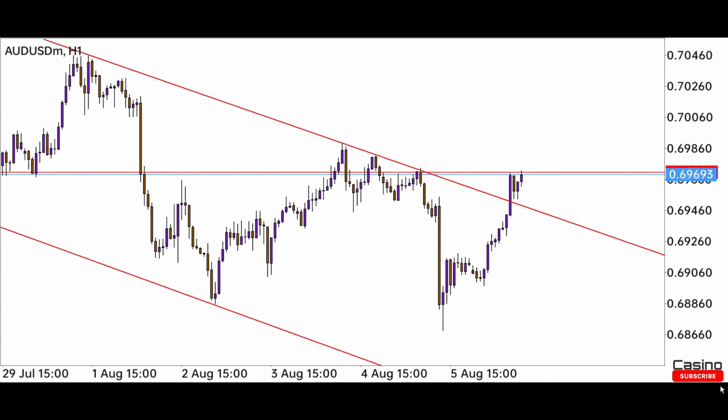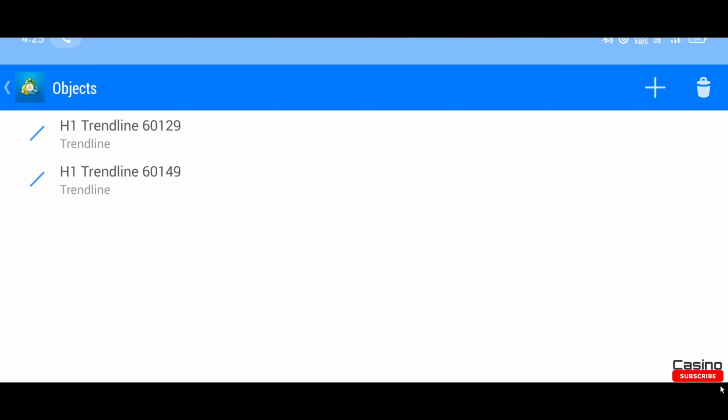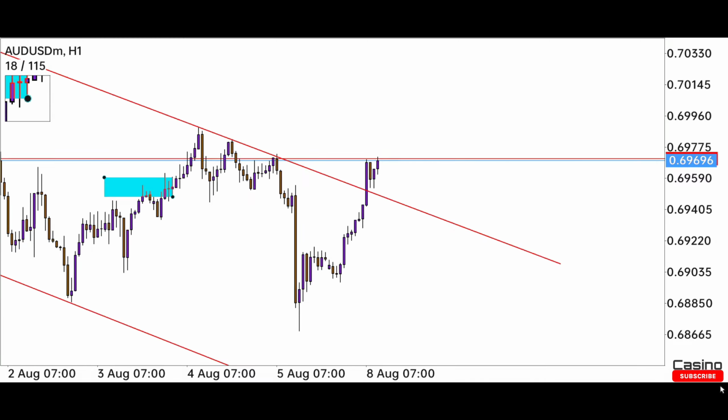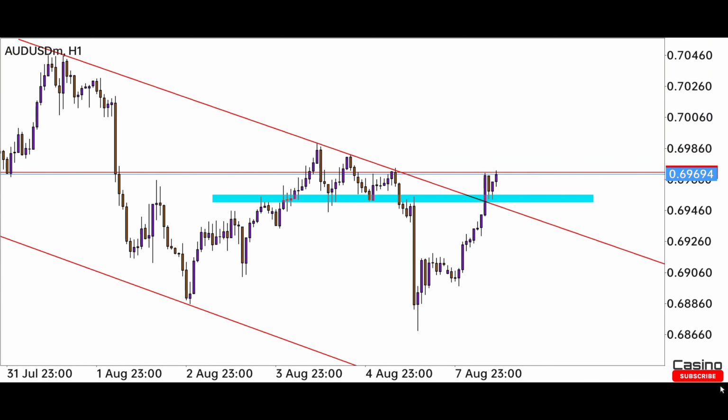Now we will create a supply demand zone where we will get the exact place to take the trade. For this we will use the rectangle tool that will find us a resistance support area, which will make it easier for us to place the trade. There is a supply demand zone at this place. We'll try to cover all points around this zone.